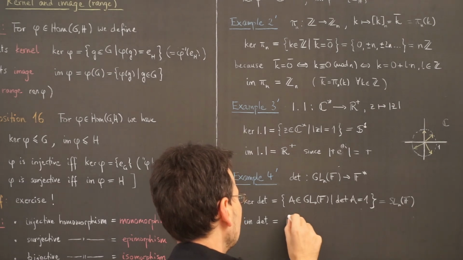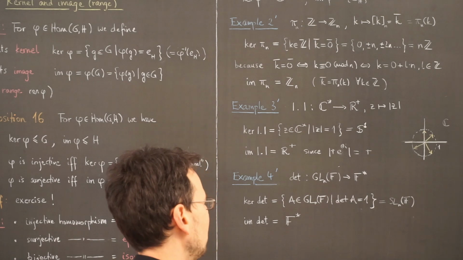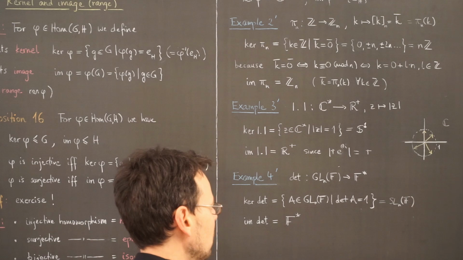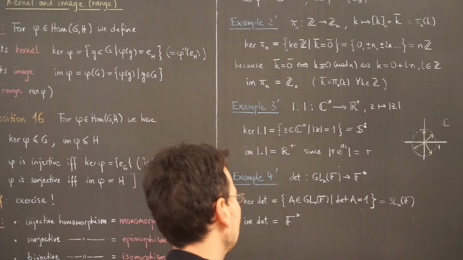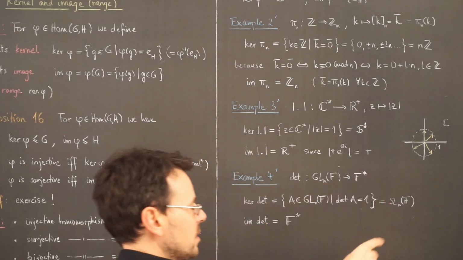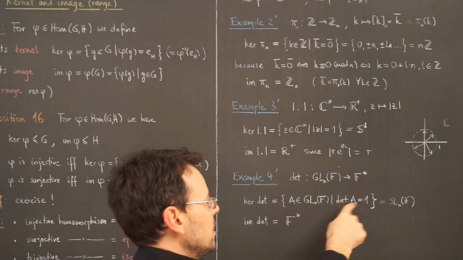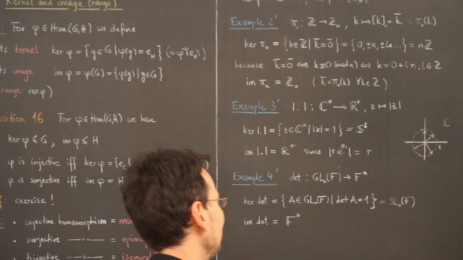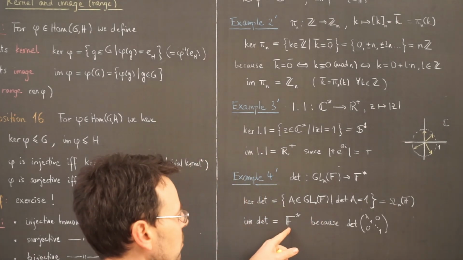Okay, now what is the image? I claim the image is exactly F star, F without zero, so we would have an epimorphism that is no monomorphism. Again, always excluding the trivial cases, in this case the 1 by 1 matrices with determinant 1, this would simply be the number 1. So in this case it would be a monomorphism. So why would this be true?